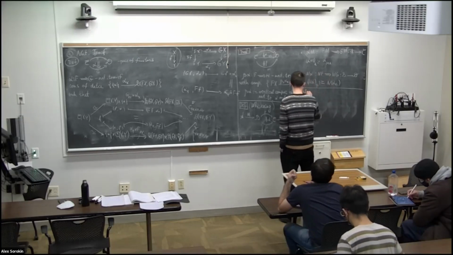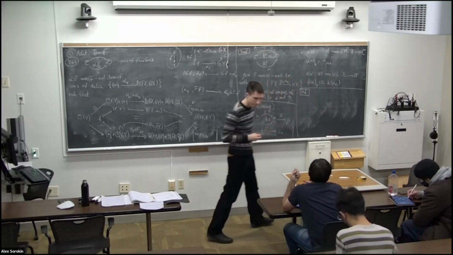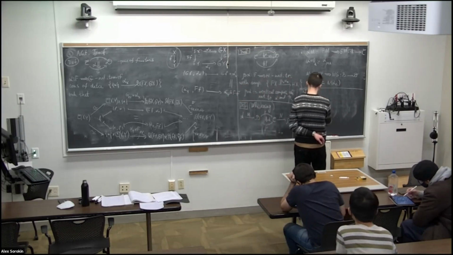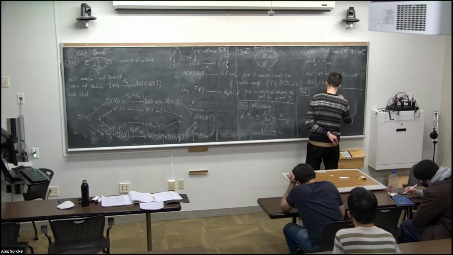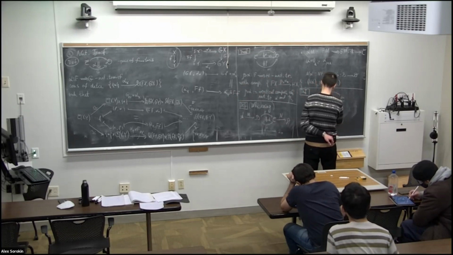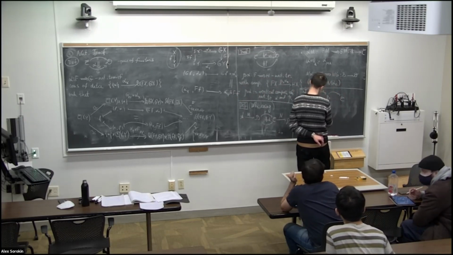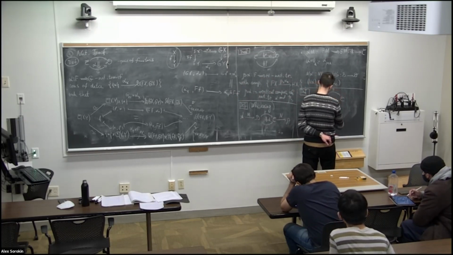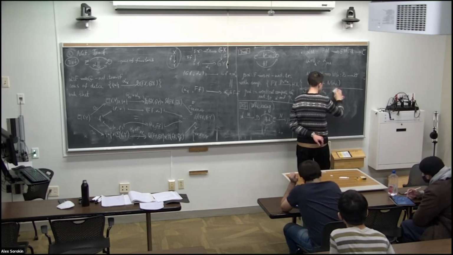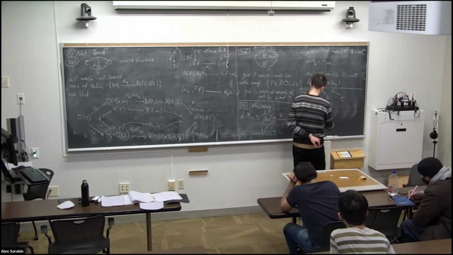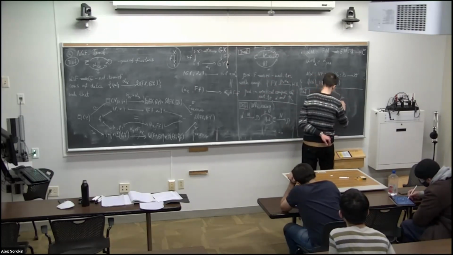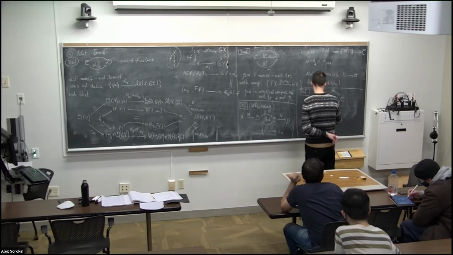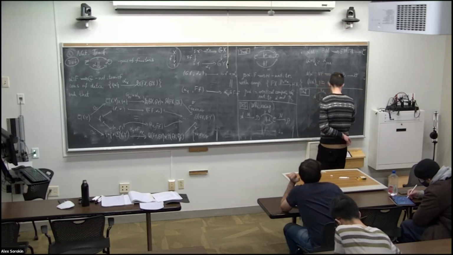Definition. We have category A, category C. Here we have F1, F2, G1, G2. Here is alpha, here is beta.